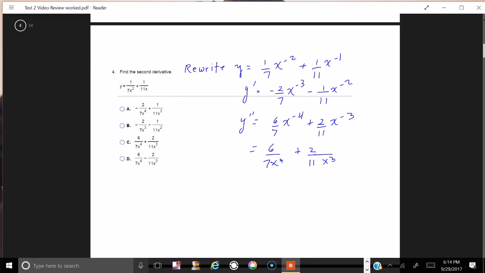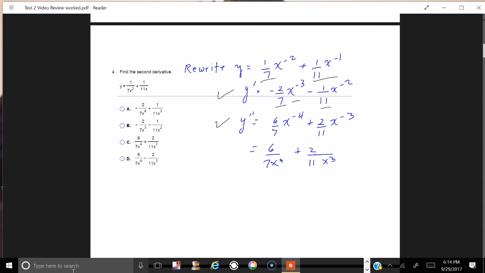Now we want to find the second derivative here, and I caution if you see one like this with x in the denominator, you can simply flip it over so you'll have x in the numerator. So we rewrite it as 1/7 x to the minus 2 plus 1/11 x to the minus 1. And now we take the first derivative and get minus 2/7 x to the minus 3 minus 1/11 x to the minus 2.